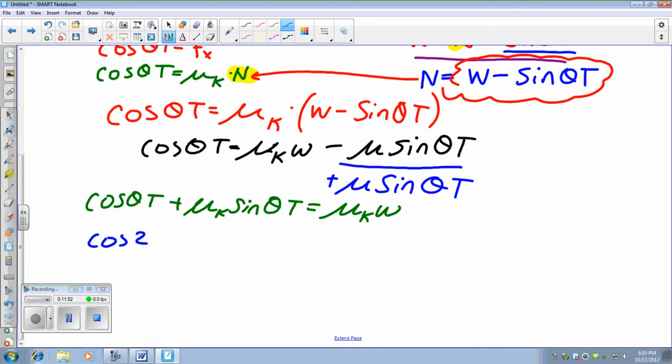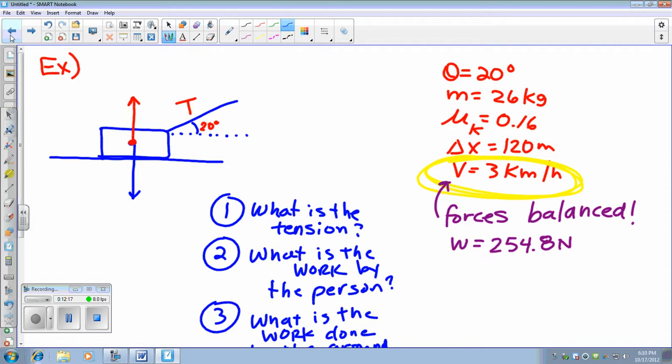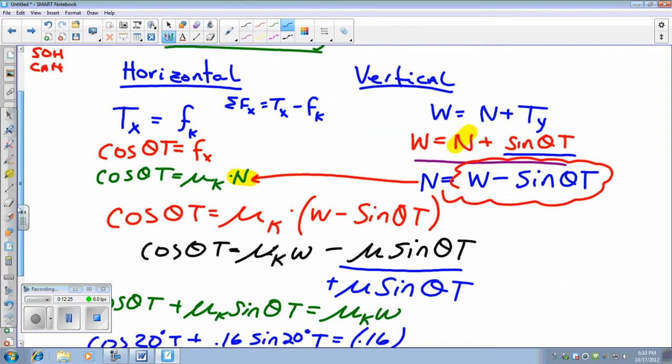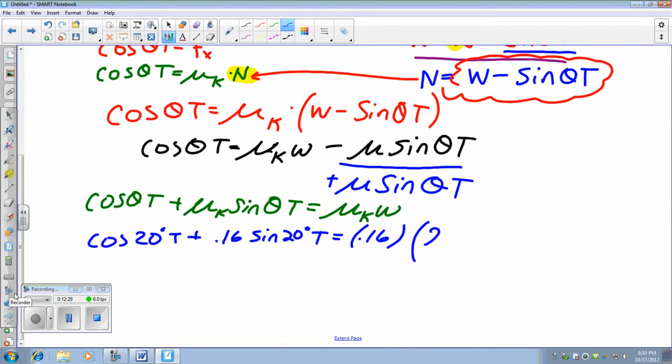Cosine 20 degrees multiplied by tension plus 0.16 sine 20 degrees multiplied by tension equals 0.16 multiplied by the weight. Oh, remember when I told you that weight would be useful? Let's jump back a few slides. How do I jump back a few slides with this bar in the way? Okay. The weight, 254.8. 254.8 multiplied by 254.8. Oh, this is so awesome.